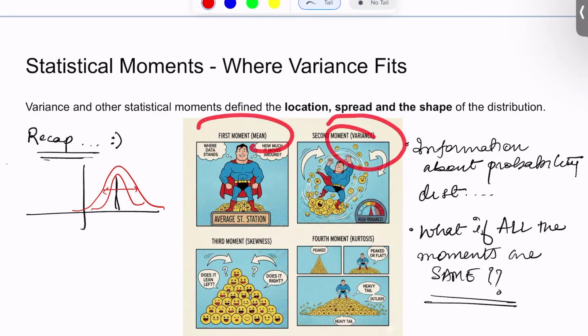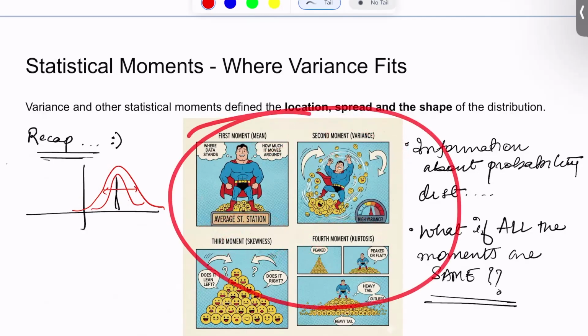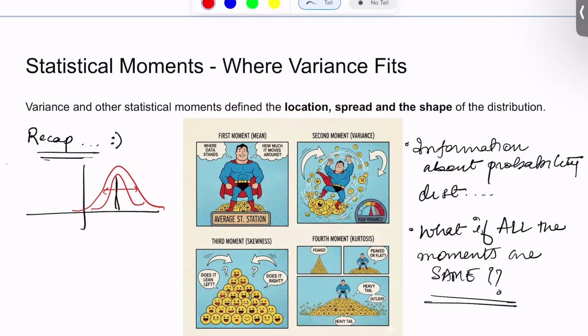So these moments are actually used to differentiate between different distributions. But what if all of them are the same? Then probably we can use some higher statistical moment, but there can be some other ways as well. Maybe we can use some distance-based metrics like KL divergence to find the distinct differences between the two distributions, or how much they are different from each other.